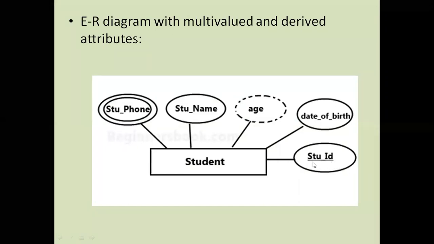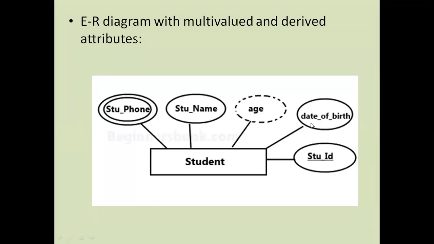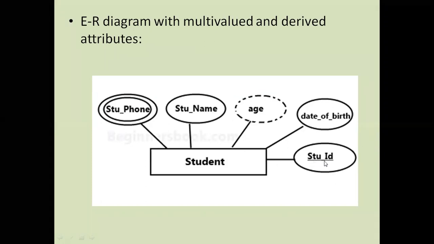Am I right? So in this diagram, student is one entity. We also know what an entity is: an entity is a thing or object in the real world. If an entity has attributes, we can consider it as an entity. Student is an entity because student has many attributes: student age, student name, student number. If you observe here, stu ID has the underline, so that means it is a primary key.